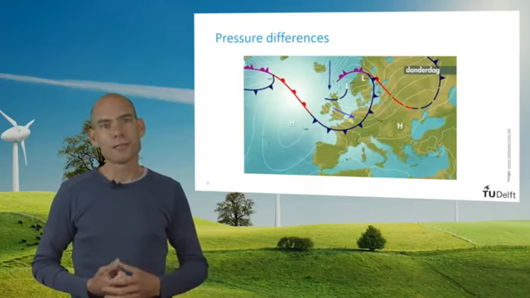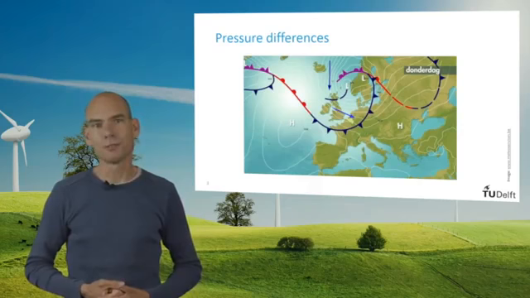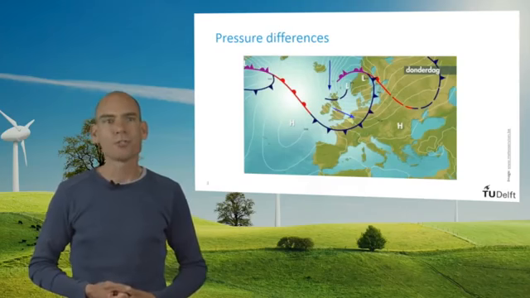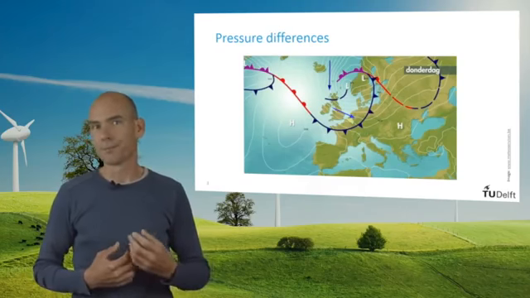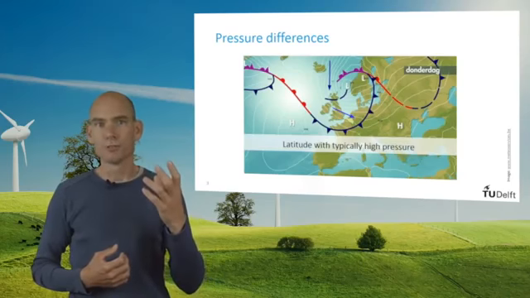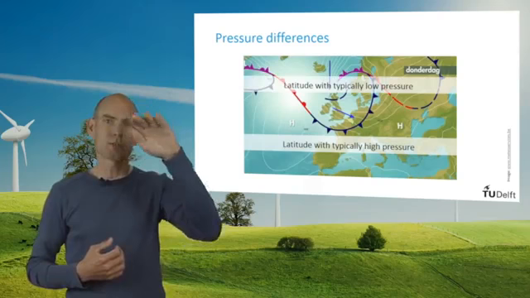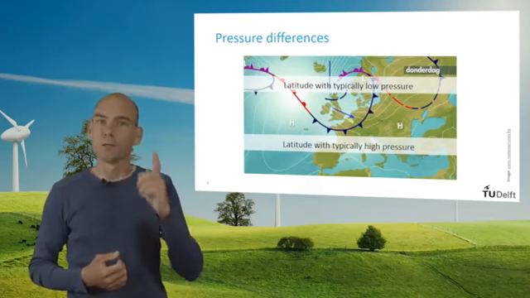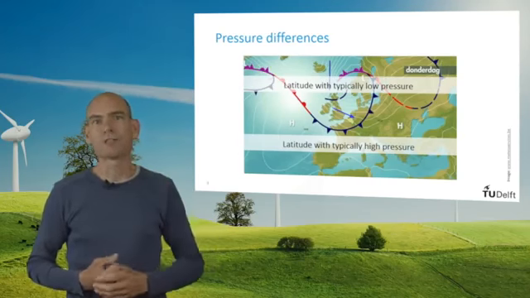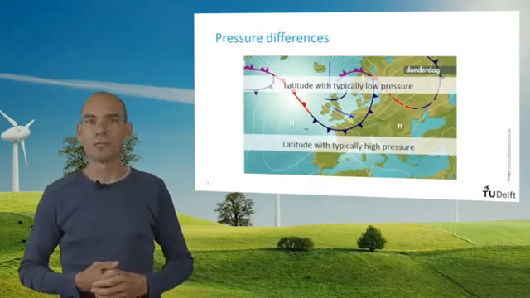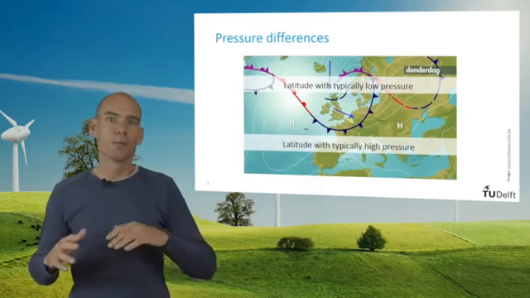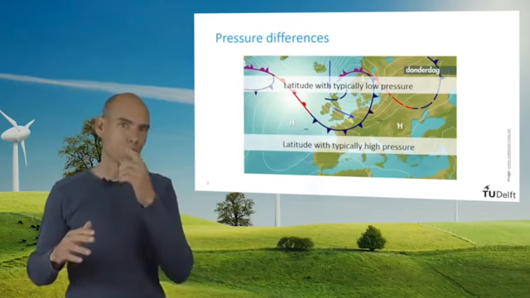This typical latitude of high and low pressure regions is visible on this map of a particular day. The high pressure region is around the Mediterranean, and the low pressure region is around Scandinavia. The white lines represent isobars, or lines of equal pressure. The wind moves along those lines.